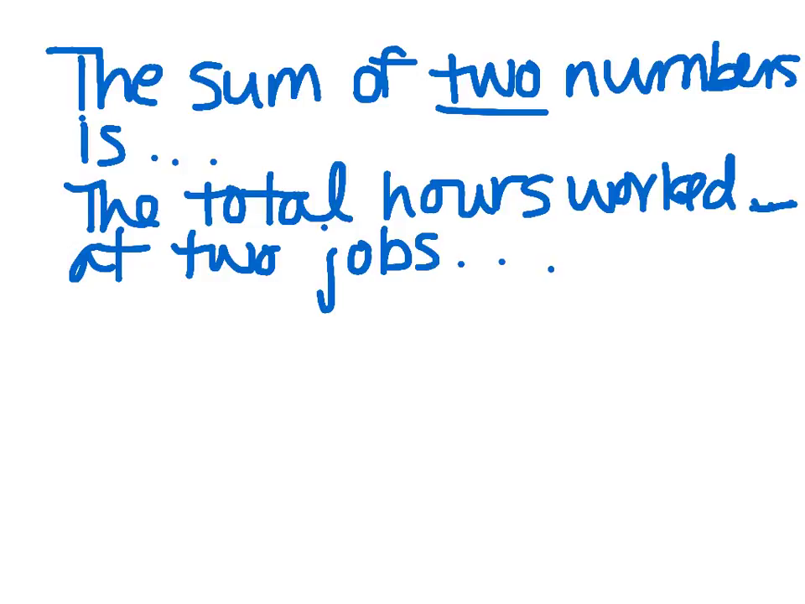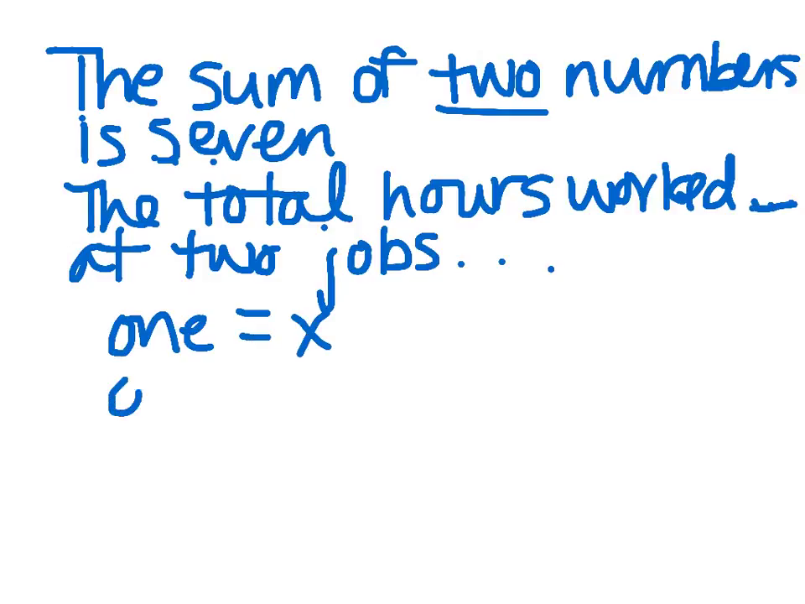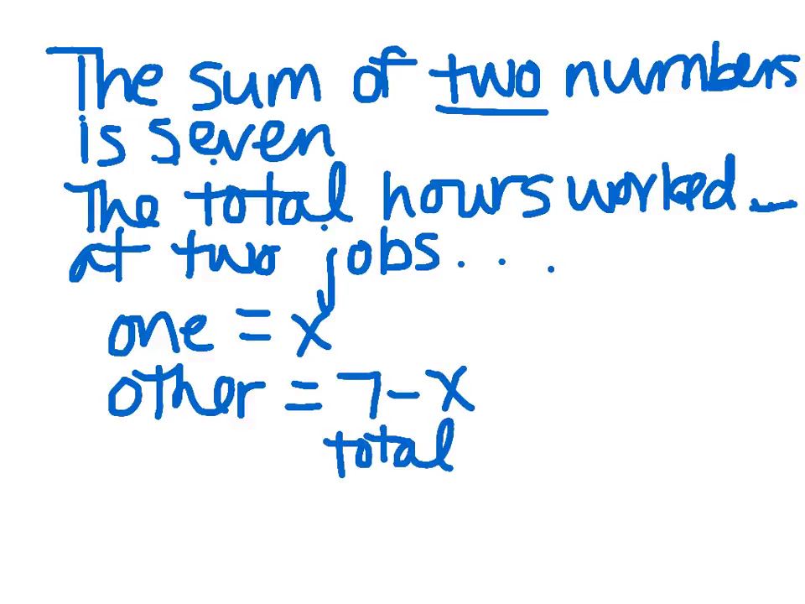You always have to start out, you need a way to assign the variables. So, if I say, let's say the sum of two numbers is 7. I can call one x, the other would be 7 minus x, the total minus the number. So good luck on all that. My phone is ringing.